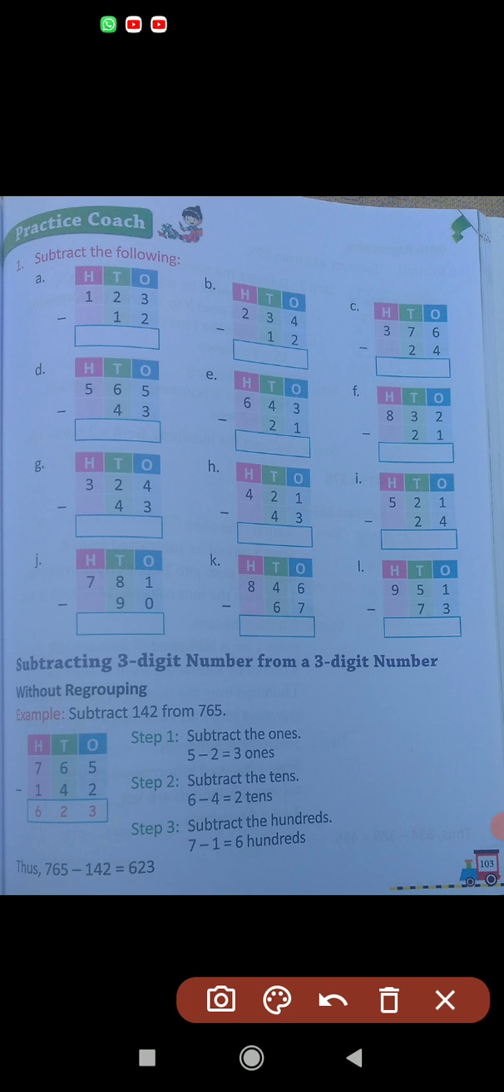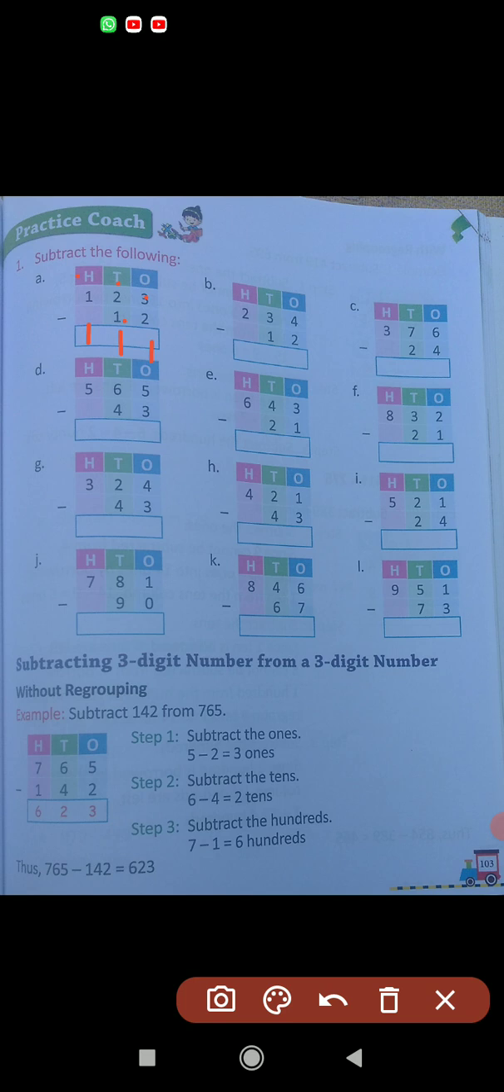Question A, 123 minus 12. See, in 1st place, 3 minus 2 is equal to 1. Correct? In 10th place, 2 and 1. Subtract 2 minus 1 is equal to 1. And 1 in 100th place is alone, so 1 comes directly in 100th place. Triple 1, 111. 123 minus 12 is equal to 111.